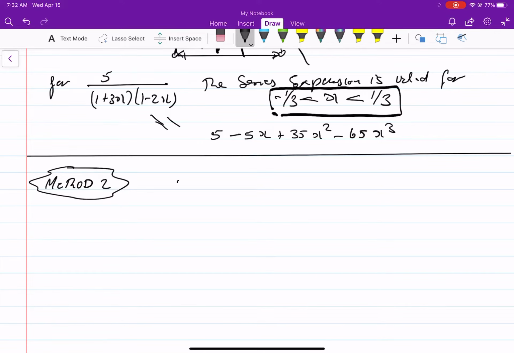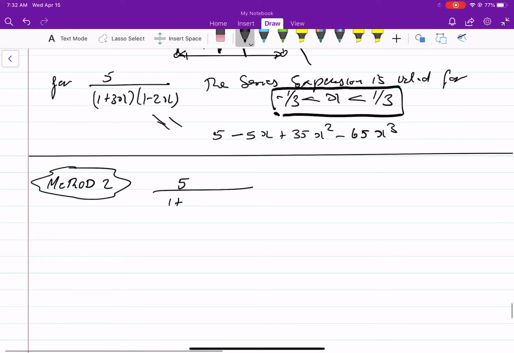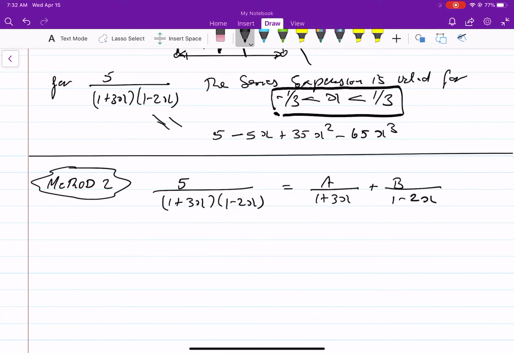So the 5 upon 1 plus 3x times 1 minus 2x could have been rewritten as some a upon 1 plus 3x plus some b upon 1 minus 2x. I'm going to leave that part for you to do, find the partial fractions. But I've already done it, so you can confirm for me that your partial fractions ended up being 3 upon 1 plus 3x plus 2 upon 1 minus 2x.